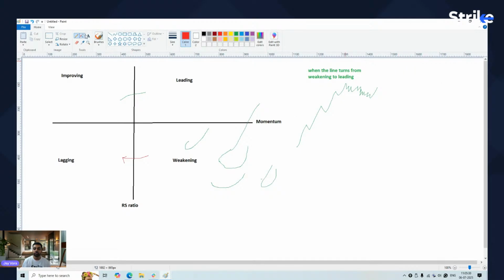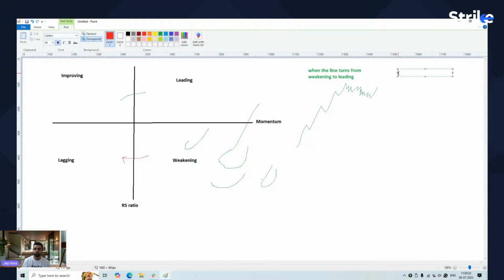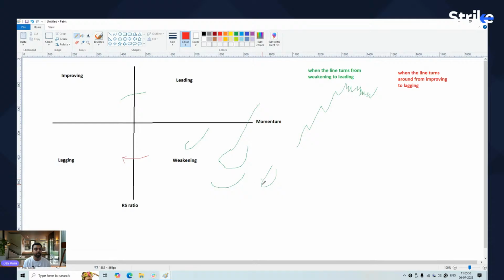The second setup is when the line turns around from improving to lagging. In fact, you have to try and see if the setups are doing well at this phase only, when the momentum starts turning around, so that you will be able to eat this entire move on the upside in case the uptrend is happening, right?